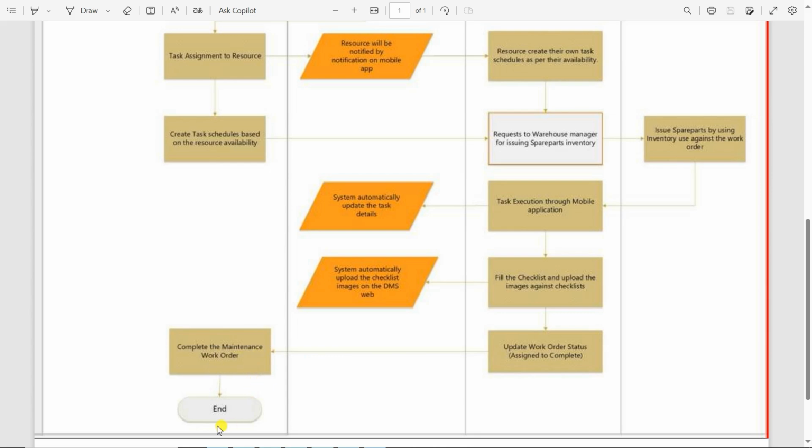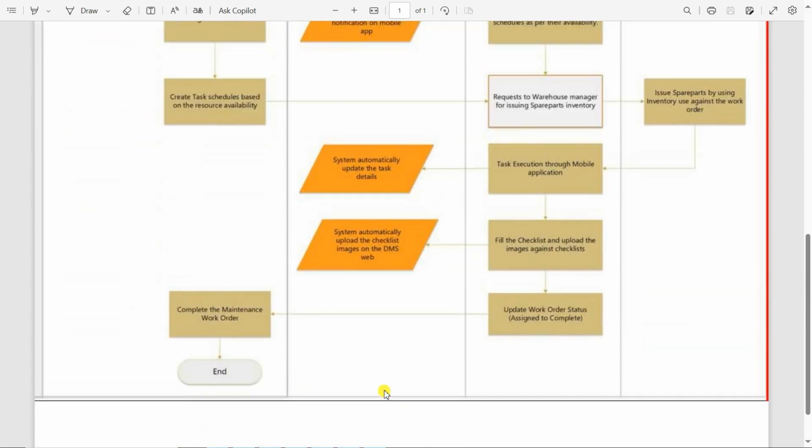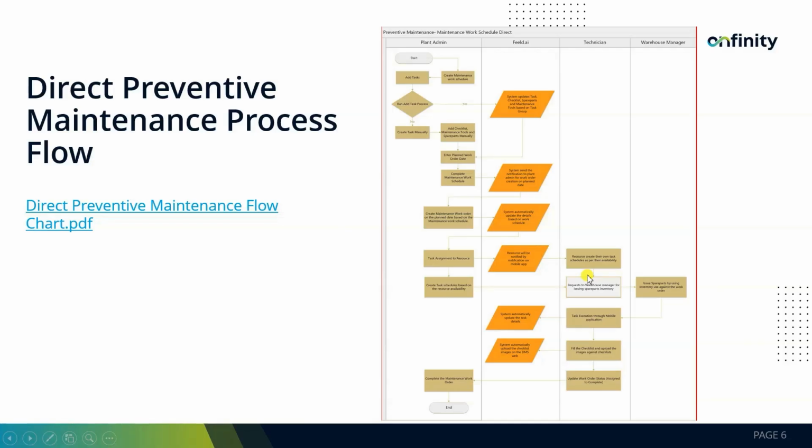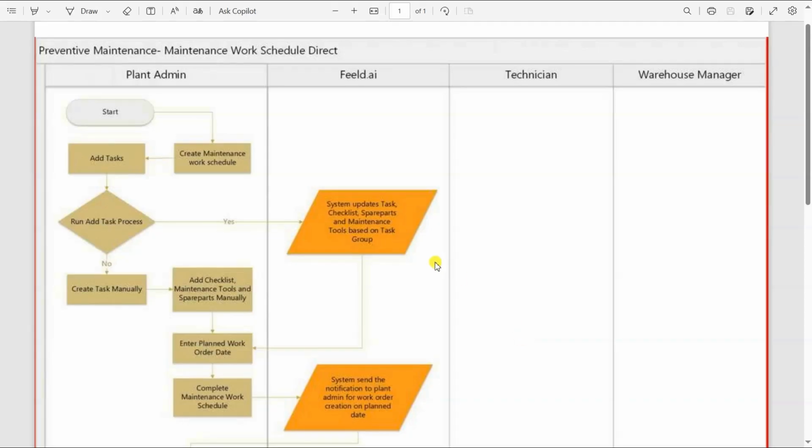We'll now understand the next process flow, which is direct preventive plant maintenance, by creating a maintenance work schedule. I'll open this link to navigate the process flow in a PDF format. This is the process flow of preventive maintenance by creating a maintenance work schedule.